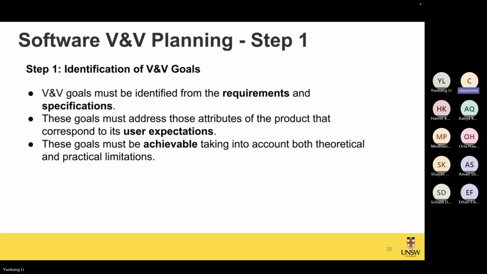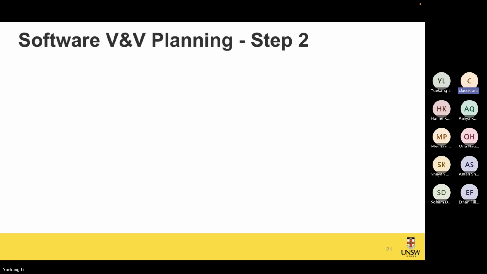And these goals must be achievable, taking into account the resources we have, because we always need to have some kind of trade-offs like time and human effort, right? For these goals, we could also have some more detailed goals sometimes, because we may have a very large piece of software. We may also need to decide which part of the software we should focus more on, should allocate more testing effort to, right? So that's the first step.